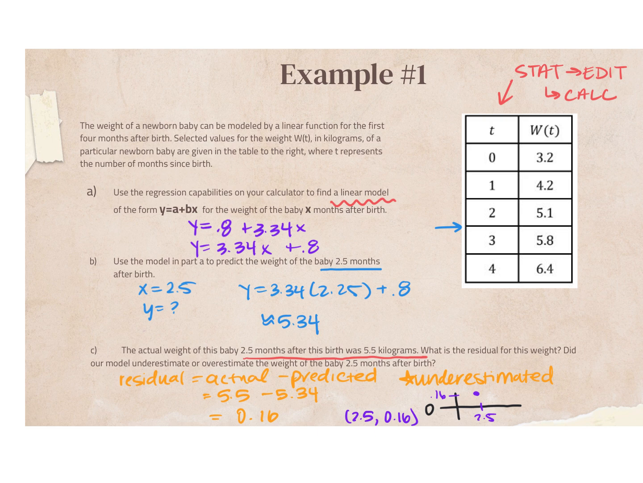The full residual plot would include more points. We would have a point for each of these values from our table. All of these actual values, we could make a prediction for that same input based off of our model and then calculate the difference between them. So we'd be able to add at least 5 more points to this residual plot.